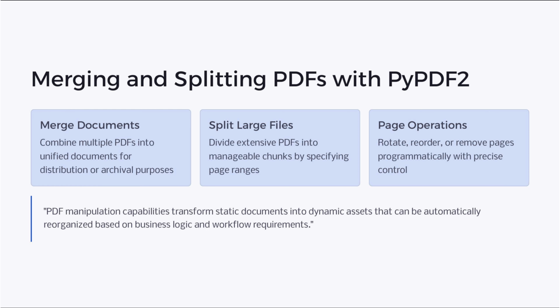Merging and splitting PDFs with PyPDF2 allows for seamless document management. Merge multiple PDFs into a single file for easy distribution or archival. Split large PDFs into smaller, manageable sections by specifying page ranges. Perform page operations like rotating, reordering, or removing pages with precision, transforming static documents into dynamic assets tailored to business needs.